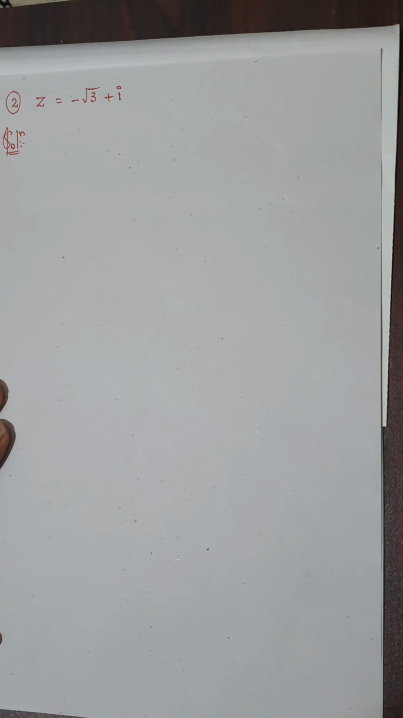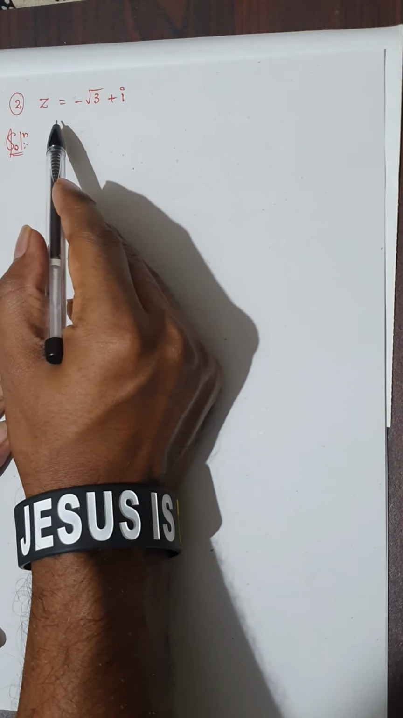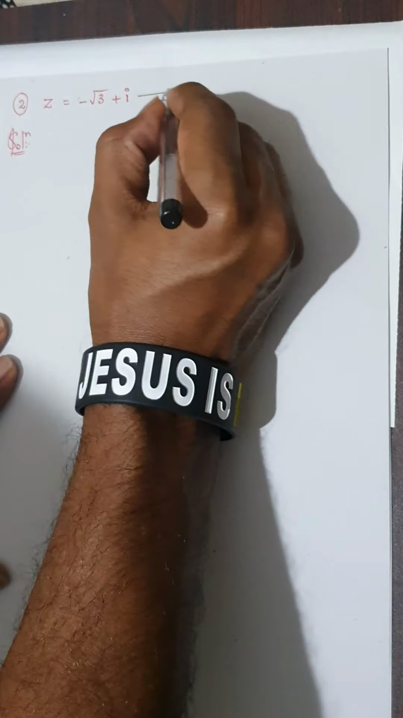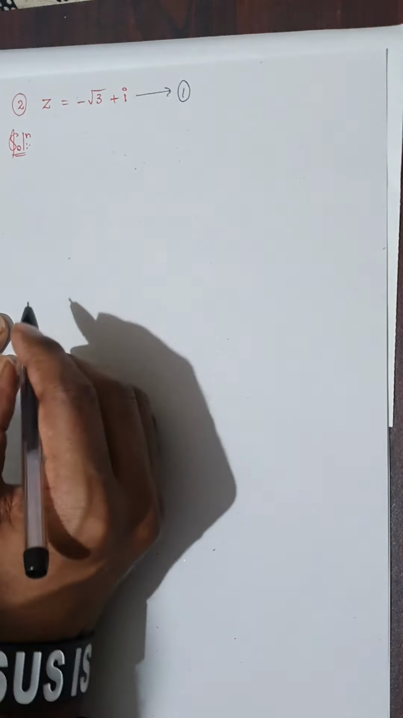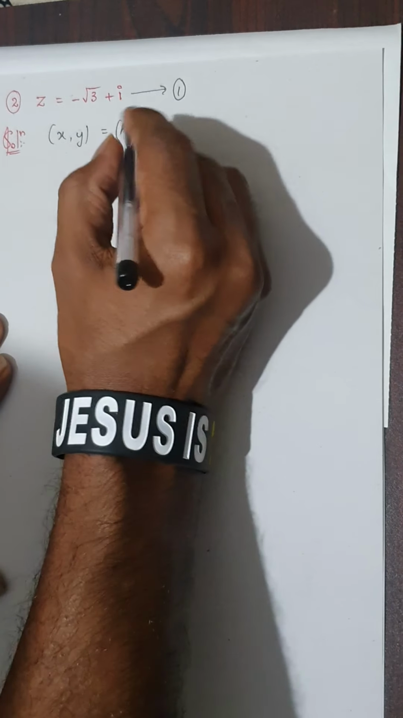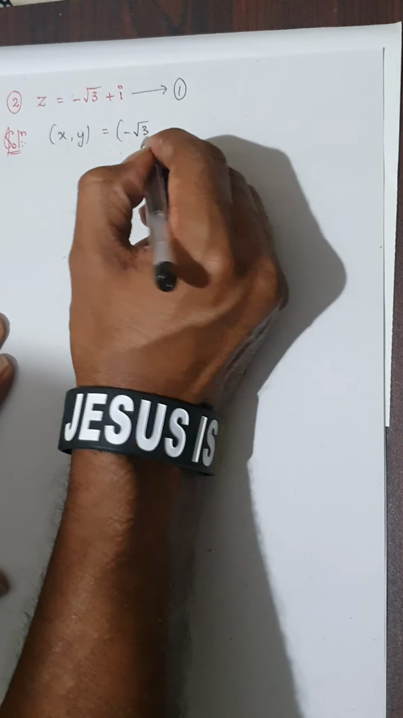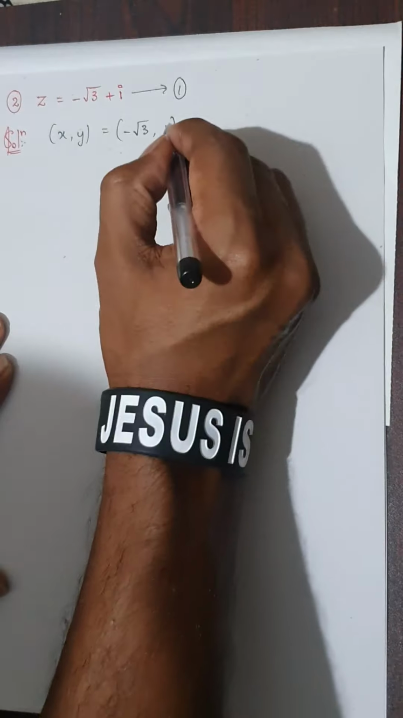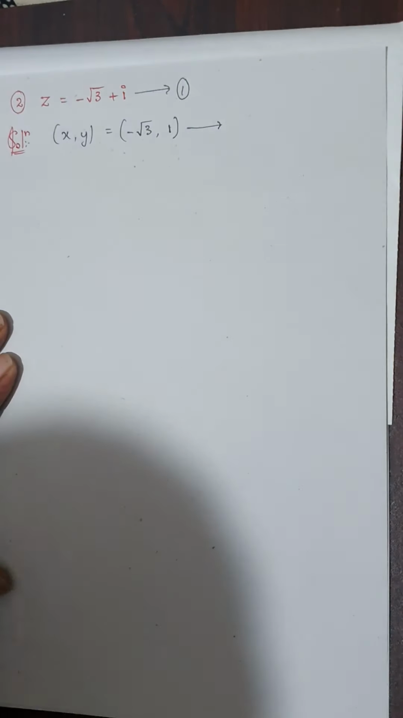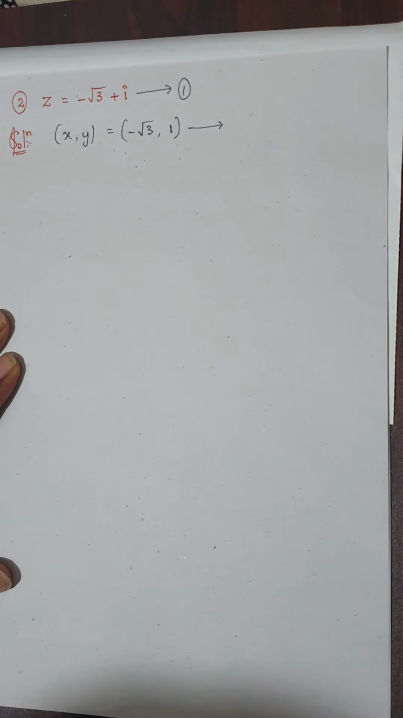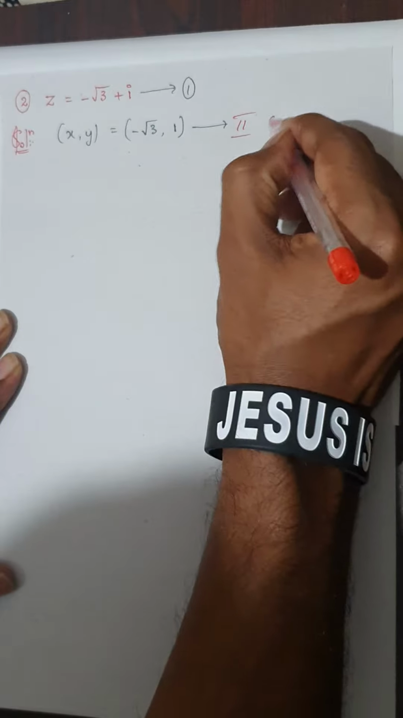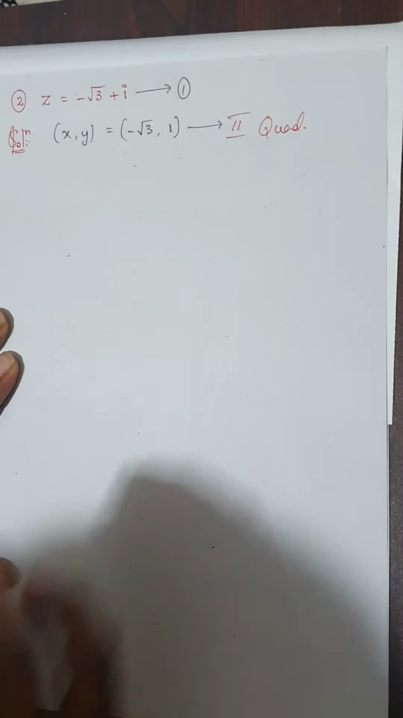So let us take up the second question. The second question is z is equal to minus root 3 plus i. Consider the given complex number as equation 1. Now here, first find out x comma y. Your x value is the real part, which is minus root 3, and y value is the coefficient of i, that is 1. Now you can see here, which quadrant is it? Minus and plus is nothing but the second quadrant, isn't it? This point lies in the second quadrant.